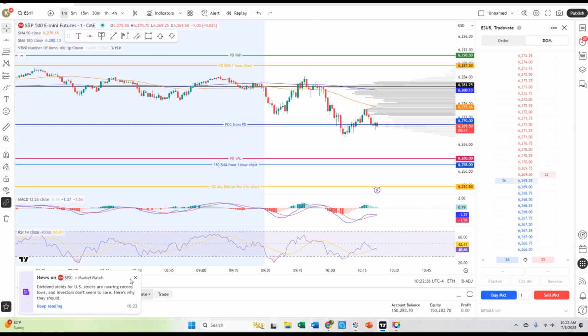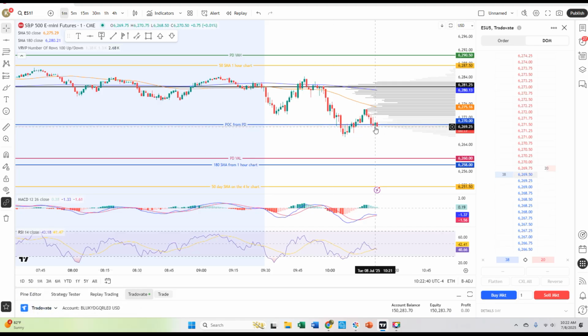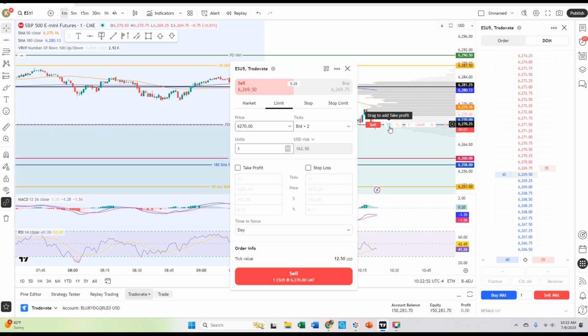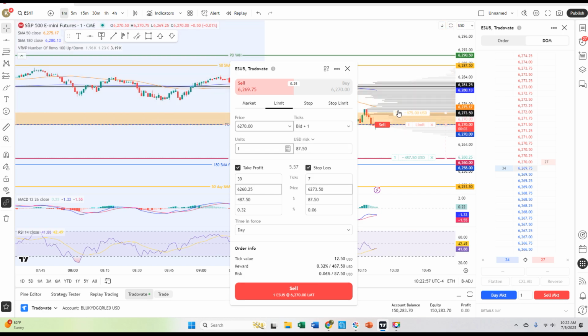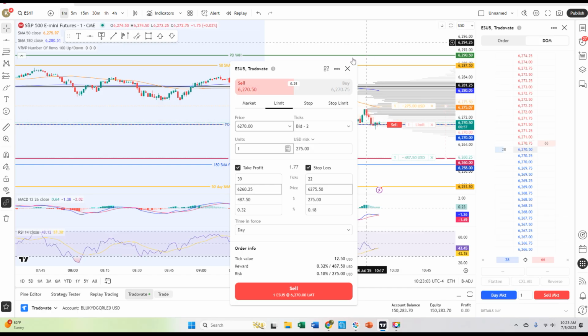Okay, it is dropping. It didn't get up nearly as far as I thought it would, and the MACD looks like it's turning. So I think if I did something along these lines here, the problem is my stop would be so far up there.